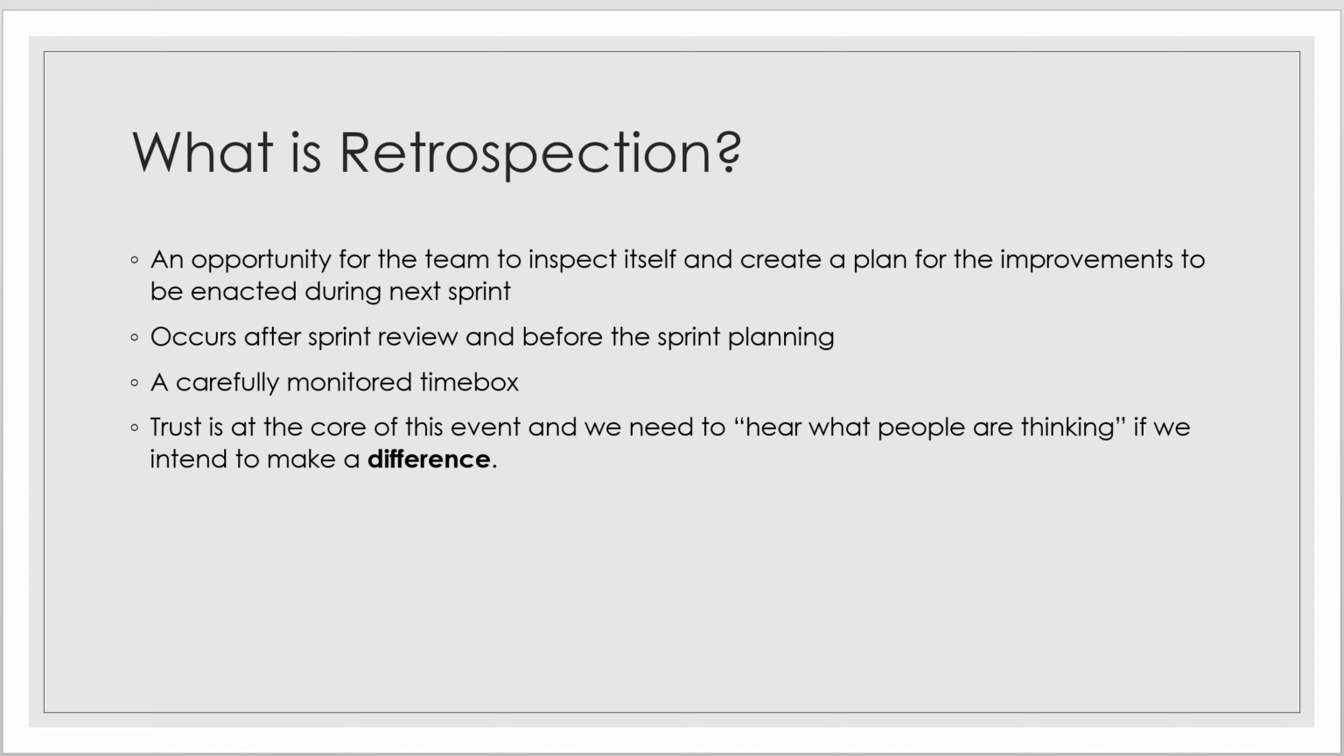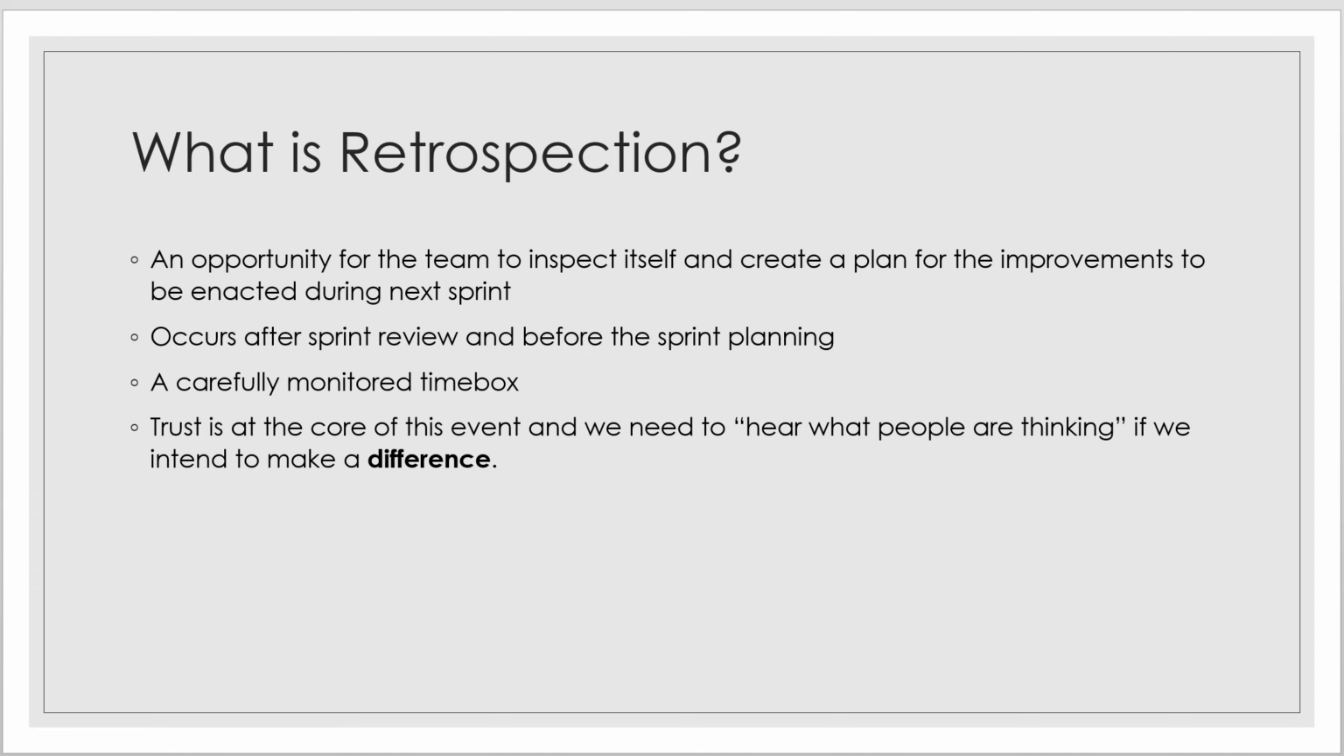So retrospection is basically that opportunity. It is one of the most important Scrum events, which gives you an opportunity to inspect and to create a plan for improvements. Teams examine what's happening, analyze the way they work, identify ways to improve, and make plans to implement improvements. It usually occurs after the sprint review and before the next sprint planning. It is a carefully monitored time box.